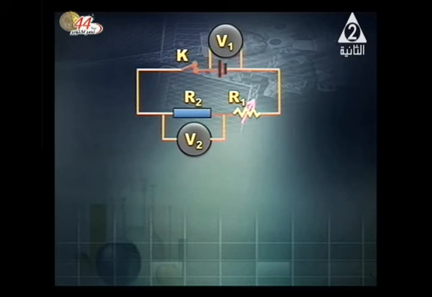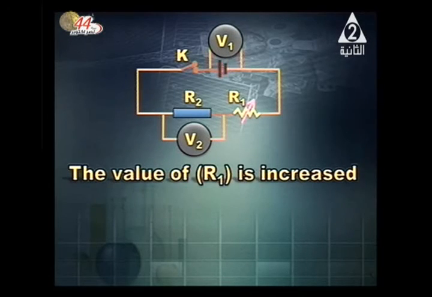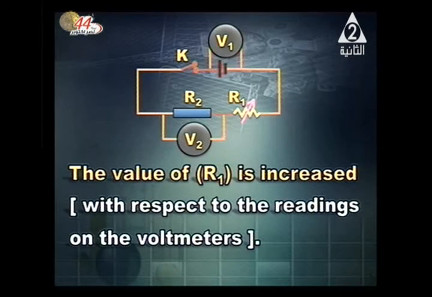Another question in front of you, same circuit, but the circuit is closed. We've got R2, which is a fixed resistor, and a voltmeter across this resistance to read the voltage across it alone. And V1 reads the terminal voltage, the external voltage. What happens when the value of R1 is increased, with respect to the readings on the voltmeters?